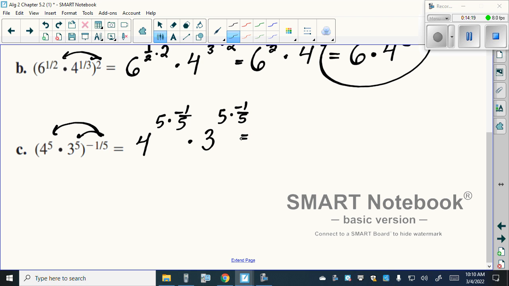Now at this point here, we can go on and multiply those exponents. So 5 times -1/5 would be -1, because 5 times 1/5 is going to be 1. And since one of them is negative, it would stay -1. Times 3 to the -1.